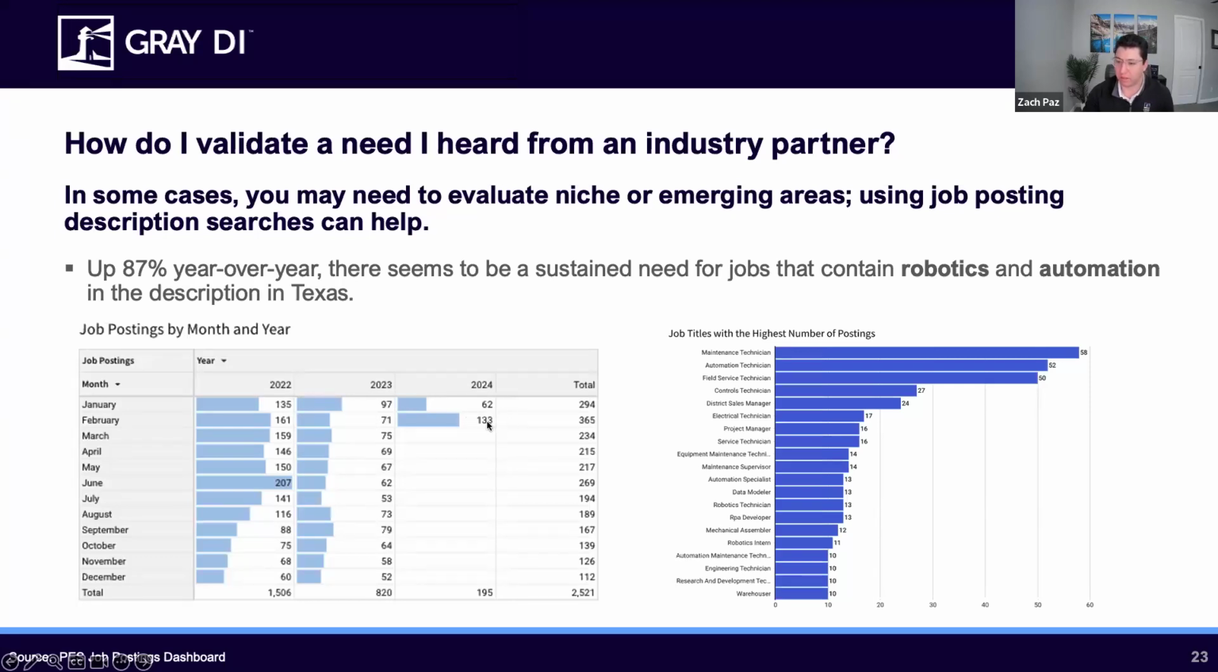We're at the highest at 133 in February of 2024. And then what are the jobs associated with that? We have maintenance technician, automation technician, field service technician. So you can really see what the jobs are related to the skills that maybe your industry partner is asking for. There's even one down here, robotics technician, robotics intern. If I'm building a program, I would want to make sure that I have those spots for my students so that they can learn on the job as well as in the curriculum. All right.